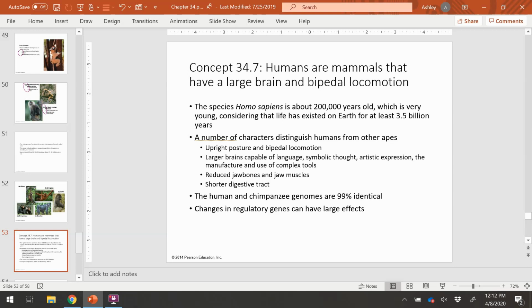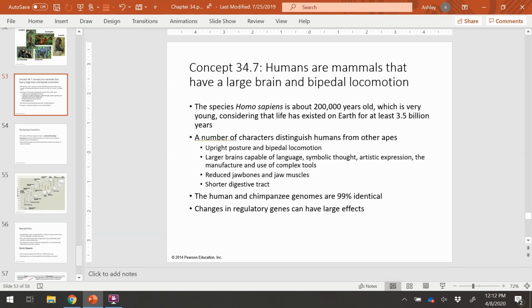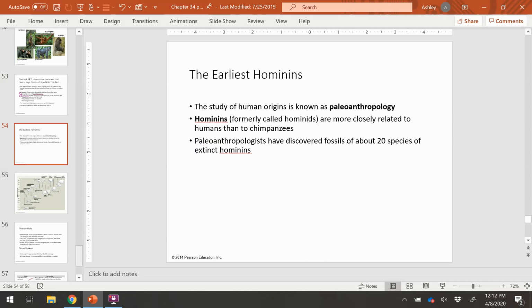And so human and chimpanzee genomes are about 99% identical, but due to changes in the regulation of these genes, turning off, turning on, differences in developmental timing or rate have huge effects, and so give us different appearances. And so here, the upright posture and a larger brain, those are the two main identifiers for humans that we'll focus on.